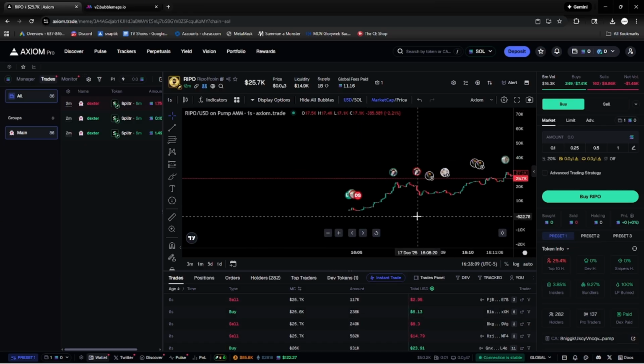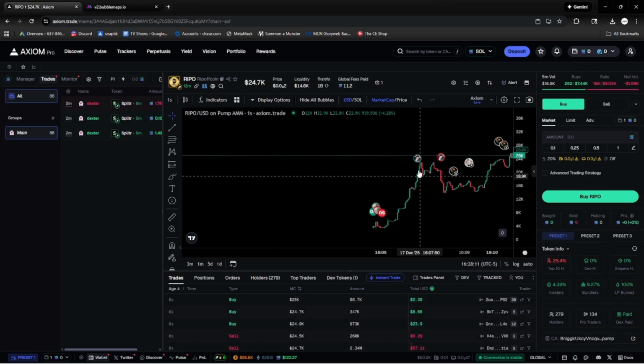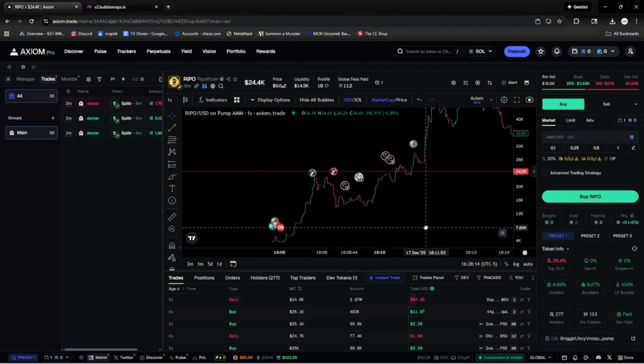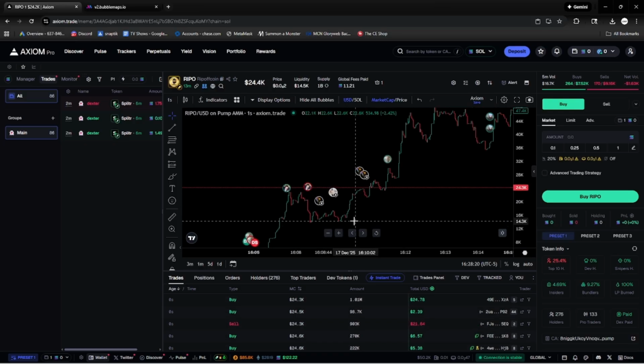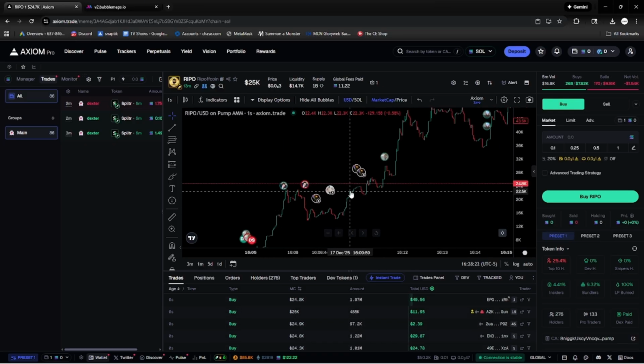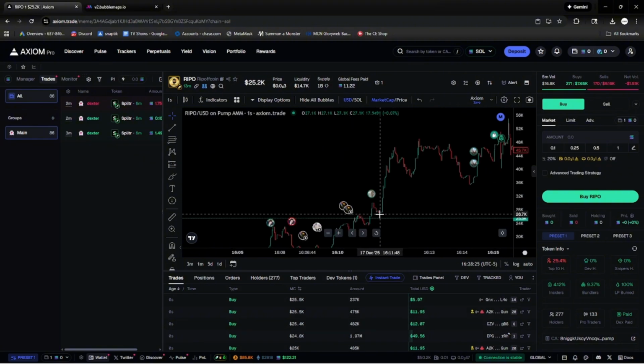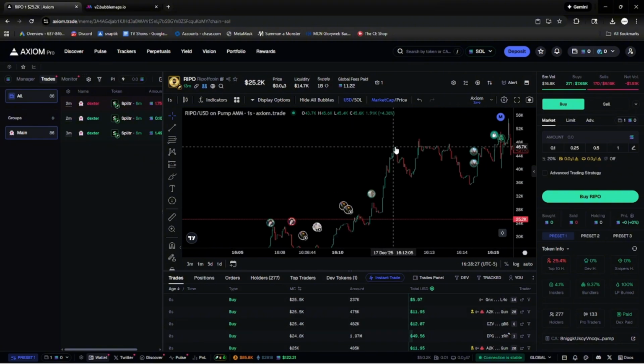So that's what I like to do. I like to go at the beginning of the chart and watch, how did it blow up? Was it organic, which doesn't look like it? And what happened after it? It dumped right away, probably a bundle sell or just a few people getting scared. And then eventually it sort of did the same thing as at the beginning. It had more buys and then a big bundle buy here from 26K all the way to 45K.